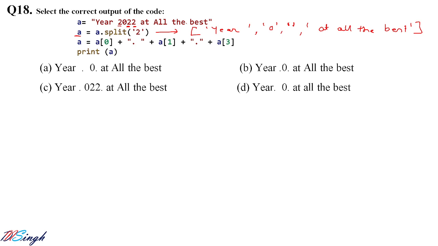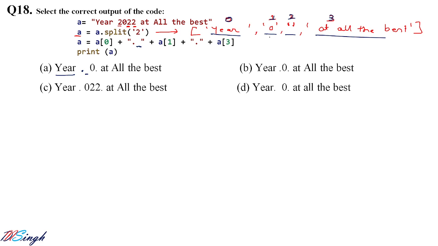Now the output will be built from A of 0, A of 1, A of 2, A of 3. These are the indexes. Keep that in mind. Let me change the color of my pen so that it will be more visible to all of you. So here you have the 0 index, first index, second and third index. These are the first, second, third and fourth elements. Now A of 0 is year, then a space, and then you are going to have a dot, and there is a space. Okay, fine.